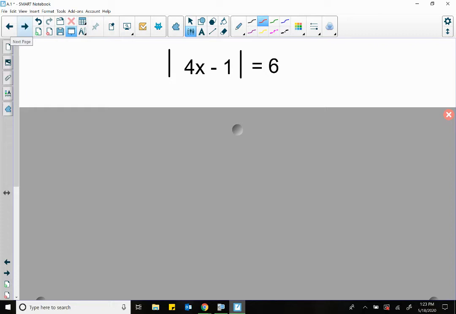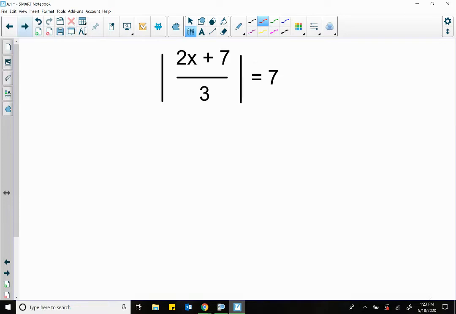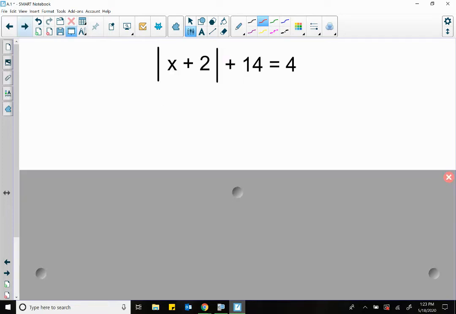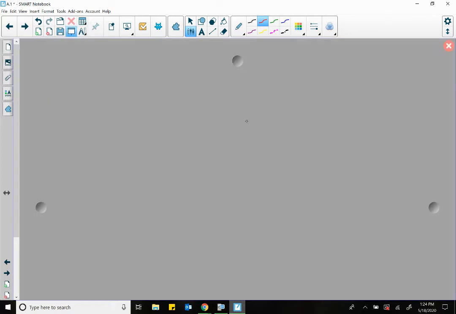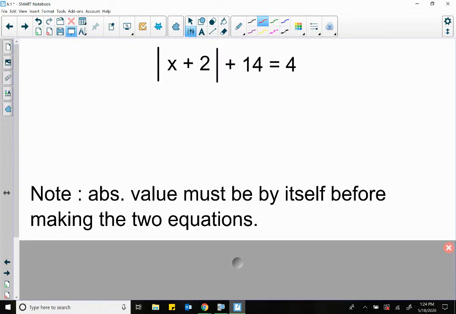I know that I have that on one of my slides. I don't think I put that on this one. Let me see what's the next one. Nope, not that one. Right here. This is where I have it. You see how we have this plus 14 right here? That's bad news bears. Before you can do anything, you have to make sure the absolute value is by itself before you make the two equations.